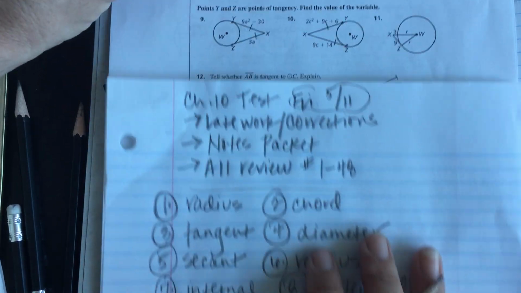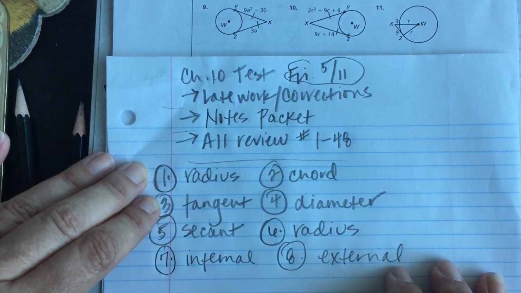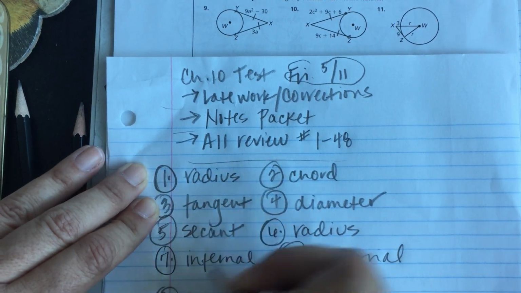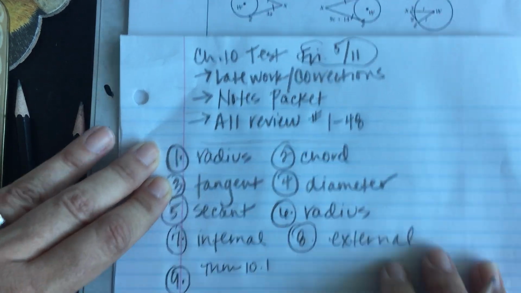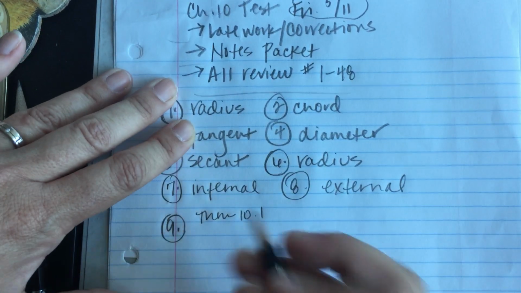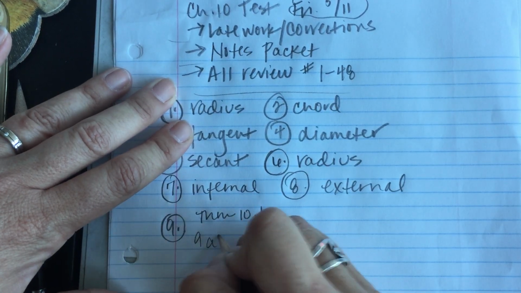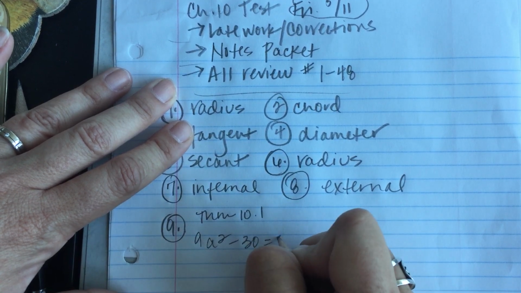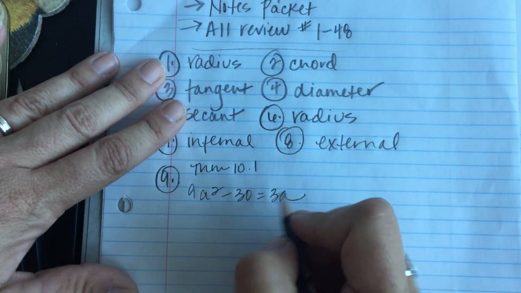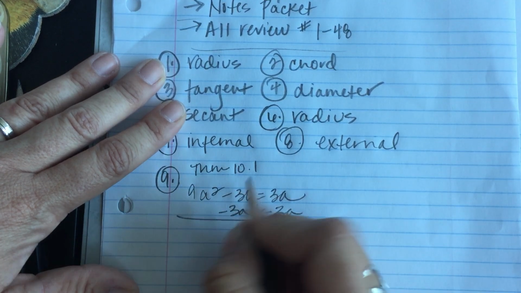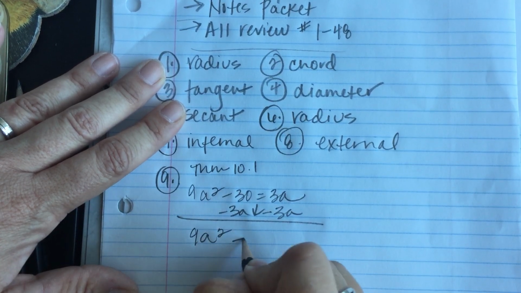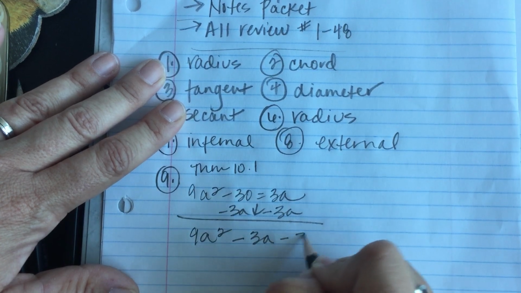9 and 10 we had worked through in class. I'm going to put a brief up here on this one. This was theorem 10.1. Theorem 10.1 and 10.2 weren't in our notes packets, so we had to write them in. 9a squared minus 30 equals 3a. And again, in my class, we've done these. We're going to solve this using our calculators as a tool to look at this quadratic equation to get a solution to it.